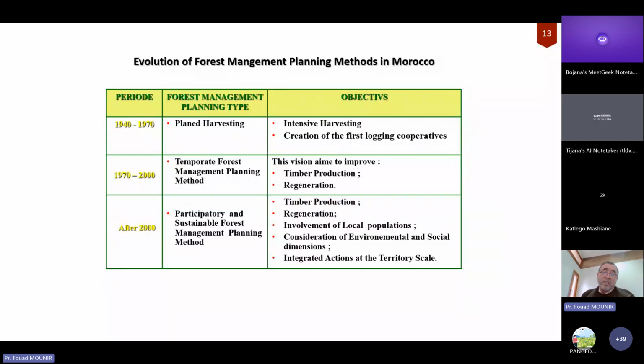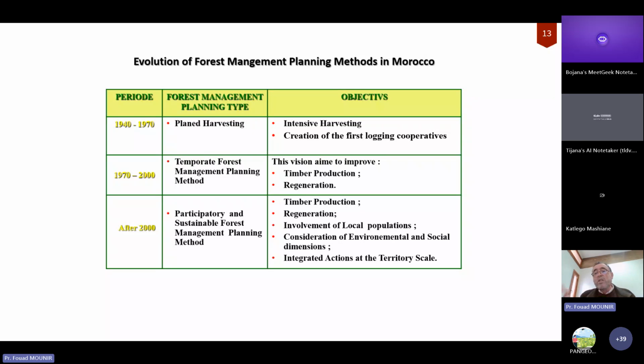But we saw that these methods are not very applicable in Morocco. That's the reason for which we came up with the second generation of forest management planning methods that is mainly participatory and sustainable, applying sustainable processes and management planning methods.